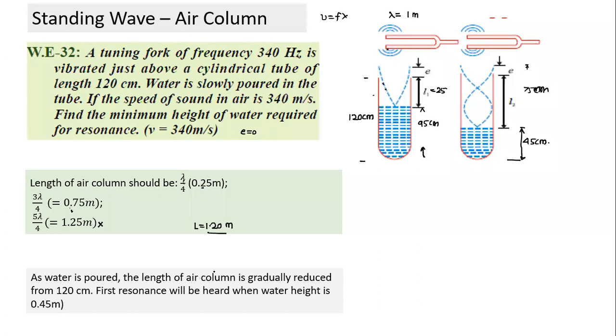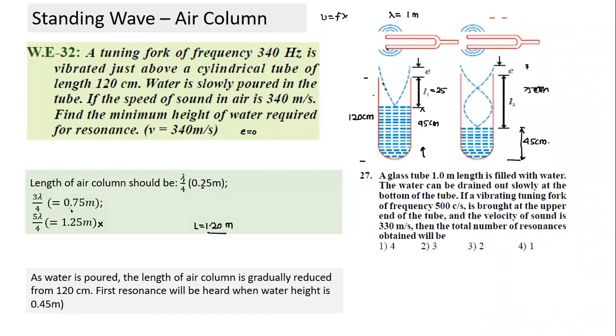As the length of the air column is gradually reduced from 120 centimeter, the first resonance will be heard when the water height is 45 centimeter. Sir, at any of the intermediate lengths between L1 and L2, the air particles will still be vibrating with the same frequency, but it will be disrupted by interference. Yes, but they'll not vibrate in resonance. So like there'll be destructive interference? No, there will be resonance.